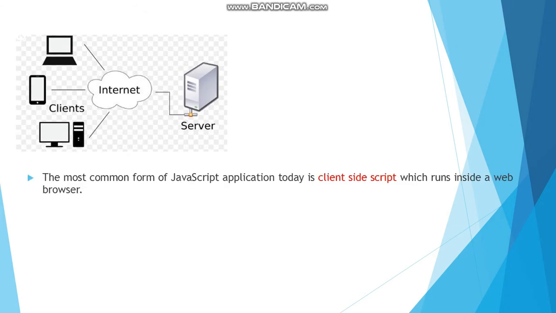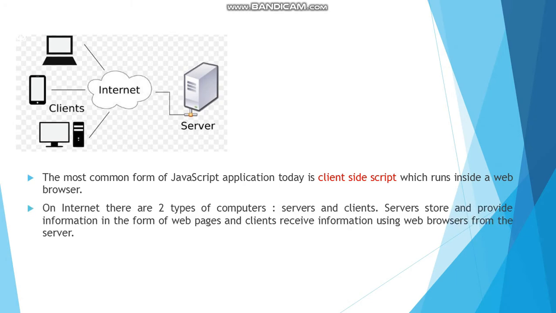The most common form of JavaScript application today is client-side script, which runs inside a web browser. On the internet, there are two types of computers you know very well: server computers and client computers. Servers store and provide information in the form of web pages, and clients receive information using browsers from the server. So there are two types of computers. Whenever we connect our computer with the internet, then our computer becomes a client computer because we need some information.